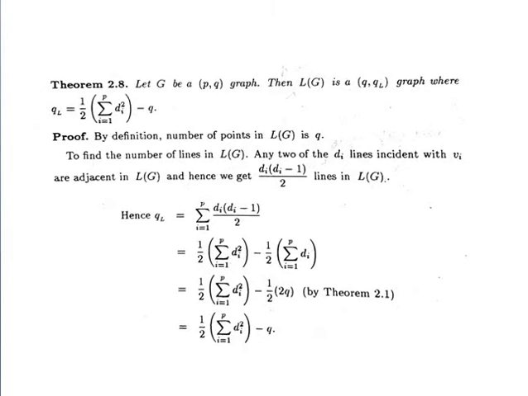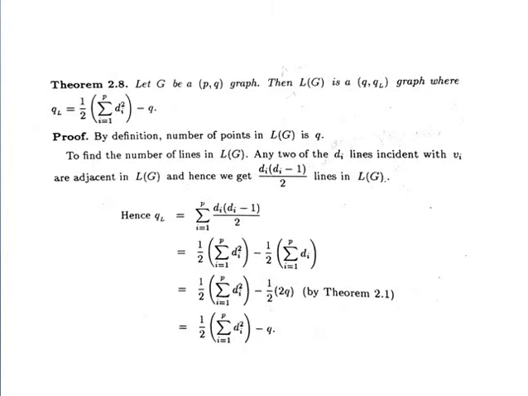So what we are going to prove is that the new graph, the line graph of G, L of G, has the number of points as q and the number of lines as qL. The number of points being q is obvious. In the given graph L of G, the total number of points is q. So it is enough if we prove the number of lines is equal to qL, where qL is equal to 1/2 times the summation of di squared minus q.